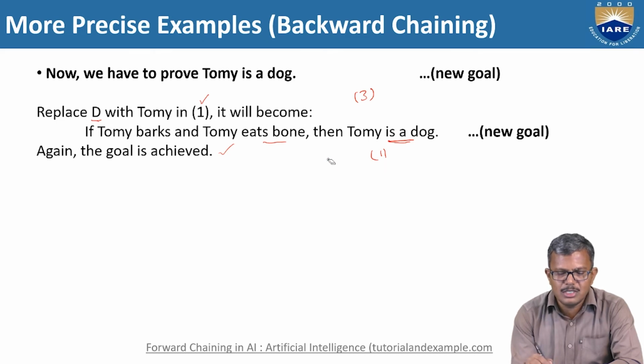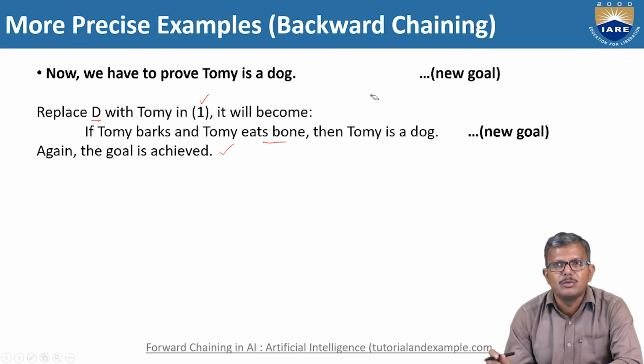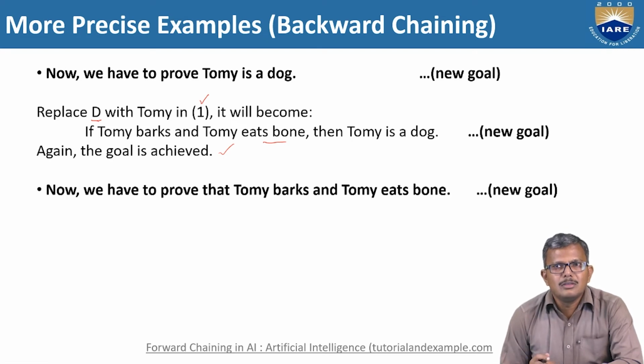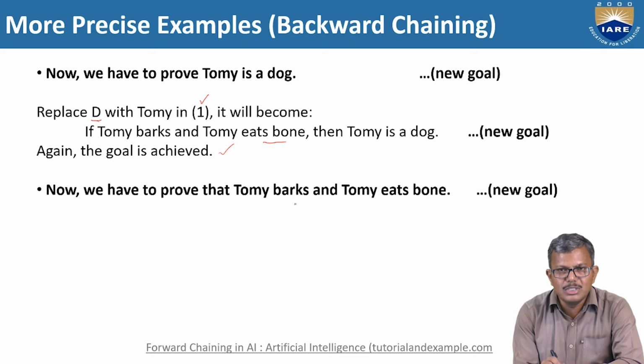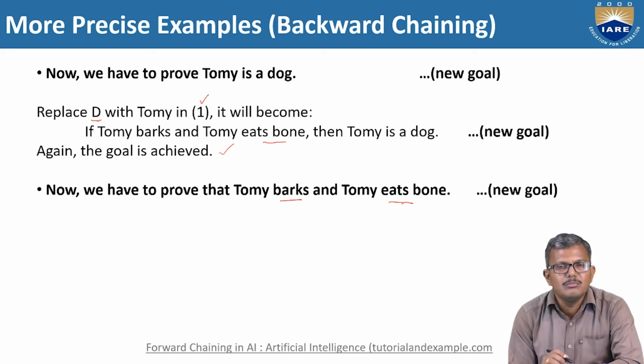Let us try to generate some other goals. Our next goal is to prove that Tommy barks and Tommy eats bone. Try to observe the difference. First, we started with the statement that if D barks and D eats bone, then D is a dog. But in this case we are proving fact number 1 at the last, because it is a backward search process. This is our new goal: we need to prove that Tommy barks and Tommy eats bone.